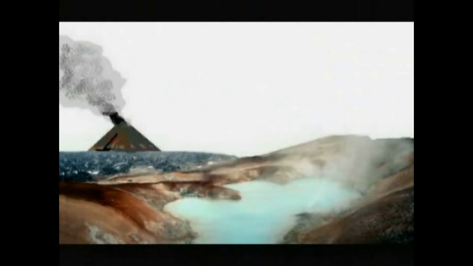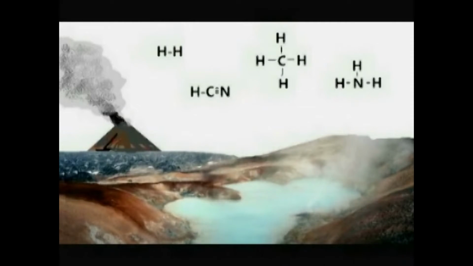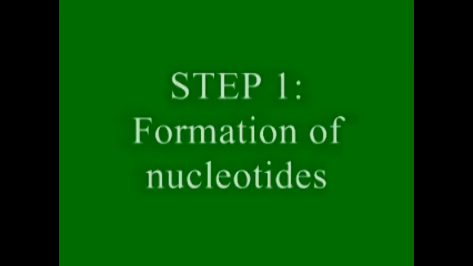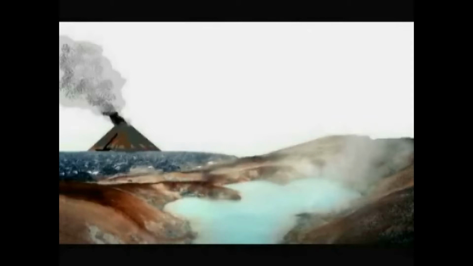The first step involves looking at the primordial Earth 3.7 billion years ago. There it is, mostly wet, very warm, and with an atmosphere composed of all sorts of gases. Hydrogen, hydrogen cyanide, methane, and ammonia among them. DNA is a long-chain molecule made from just 4 different types of nucleotide. So the first question is, where did the nucleotides come from?